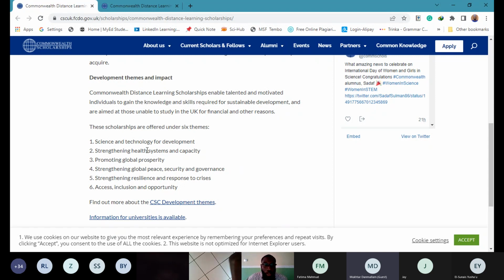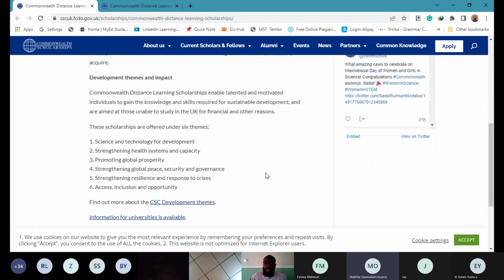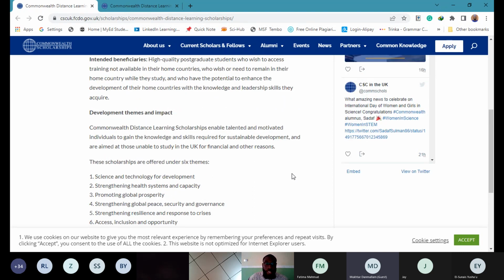So these are the 6 teams of the Commonwealth Scholarship he was talking about: science and technology for development, strengthening health system and capacity, promoting global prosperity, and others. One thing you need to know about these Commonwealth teams is that they are all targeted towards achieving the 2030 Sustainable Developmental Goals. Everything you are thinking about this scholarship, because as part of the Commonwealth countries like Nigeria, we all have markers or indicators, things we want to achieve by 2030. So this is about the teams.